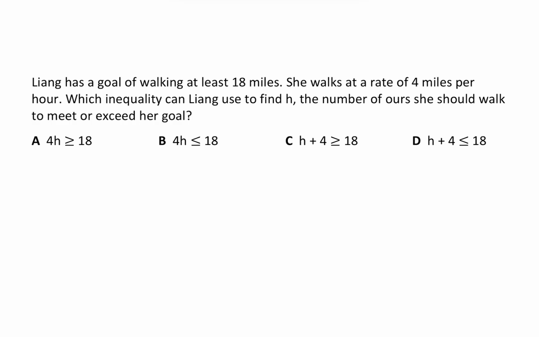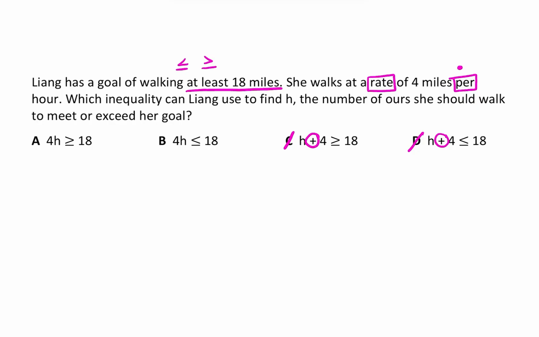Leong has a goal of walking at least 18 miles. Okay, so at least 18 miles. So that right there tells me I'm going to have one of those equal signs, okay? Because it doesn't say greater than or less than, at least. She walks at a rate, rate's a good word, of 4 miles per hour. So both of those tell me that I am multiplying, okay? So looking at my answer choices, I can get rid of C and D. They are both Joes because they are adding.